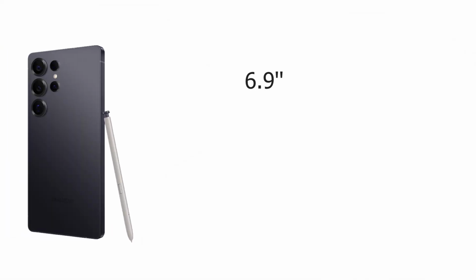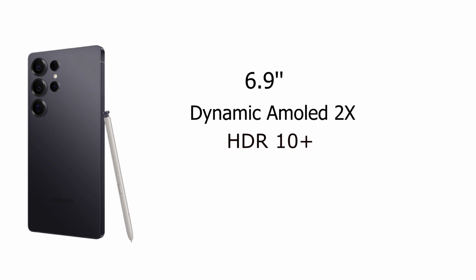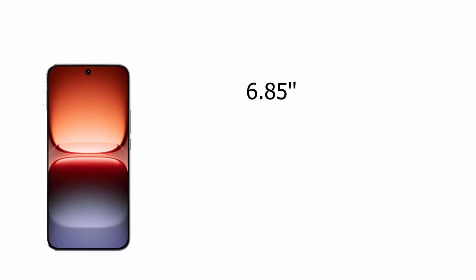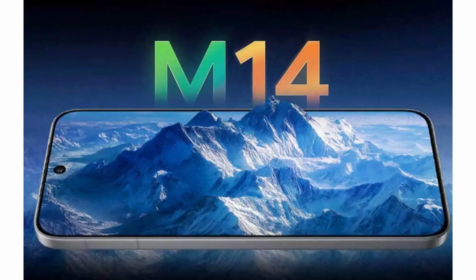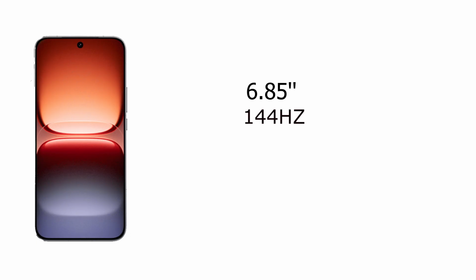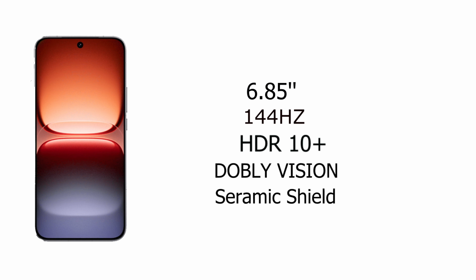So in this video, we're going to do a comparison of the S25 Ultra versus the iQOO 15. The S25 Ultra comes with a huge 6.9 inches Dynamic AMOLED 2X display with HDR10 plus support and a 120Hz refresh rate, which is protected by the Corning Gorilla Glass Victus. The iQOO 15 comes with a slightly smaller 6.85 inches display. It is Samsung's latest M14 LED OLED display, with a 144Hz refresh rate, HDR10 plus and Dolby Vision support, protected by the ceramic shield.